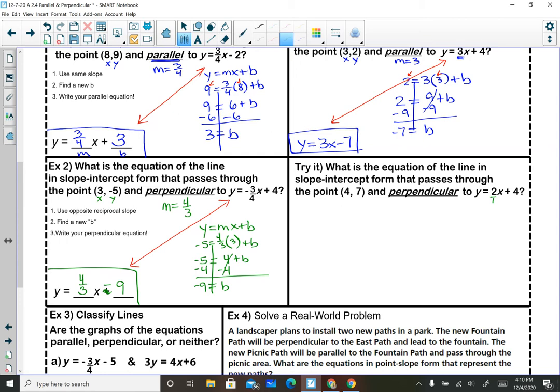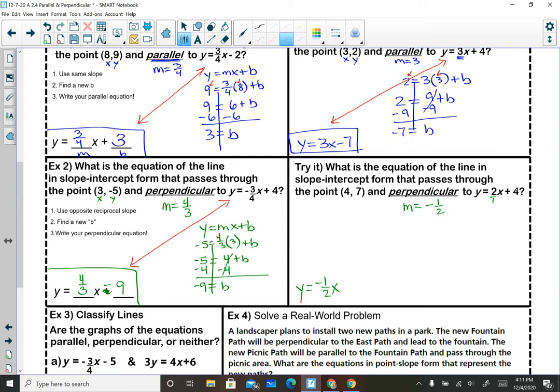The first thing we're going to do is figure out what our perpendicular slope is. So in order for me to find that out, I know it's opposite. So if this one's positive, mine has to be negative. And then I have to do the reciprocal. So 1/2. So I can start to write my equation. Y equals negative 1/2 x, because that's my perpendicular slope. And now I need to find my new b.